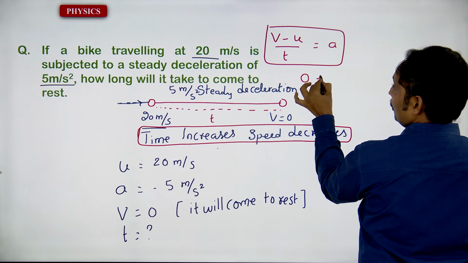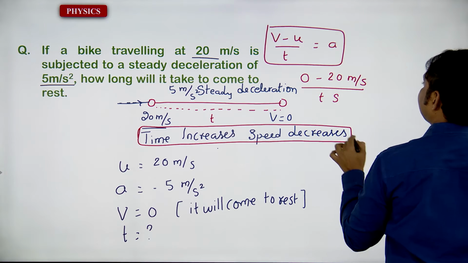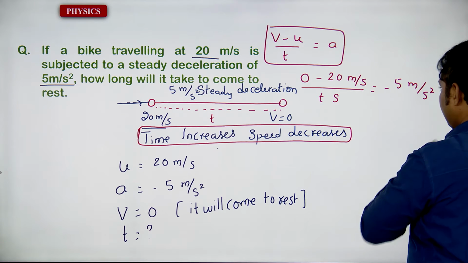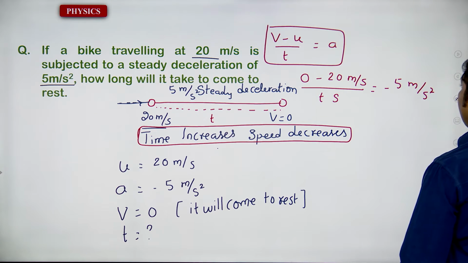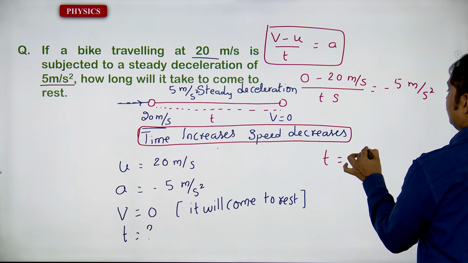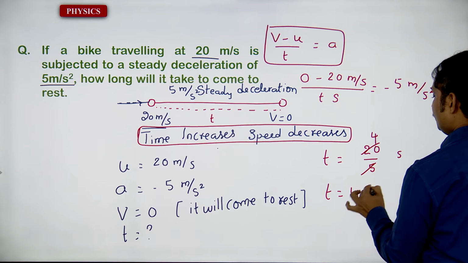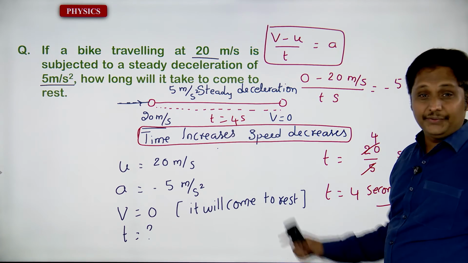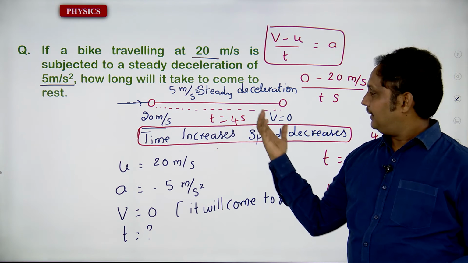You will take 0 minus 20 meter per second, whole upon t seconds, is equal to minus 5 meter per second square. It's very clear and easy. So t is equal to 20 by 5 seconds, t is equal to 4 seconds. Within 4 seconds, it will come to the rest position if it maintains the steady deceleration of 5 meter per second square.